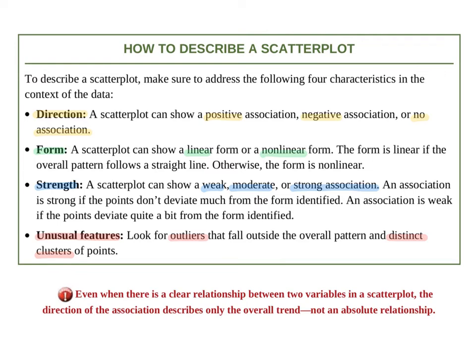Now there are 4 major categories when describing a scatter plot. There are 4 characteristics to make sure that you cover. First is direction. So a scatter plot can show a positive, negative, or no association. We just covered that. Form. Now a scatter plot can show a linear, right, a line, or a non-linear form. The form is linear if the overall pattern follows a straight line. Otherwise, it's non-linear.